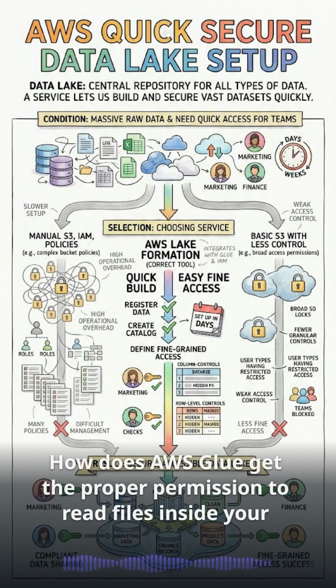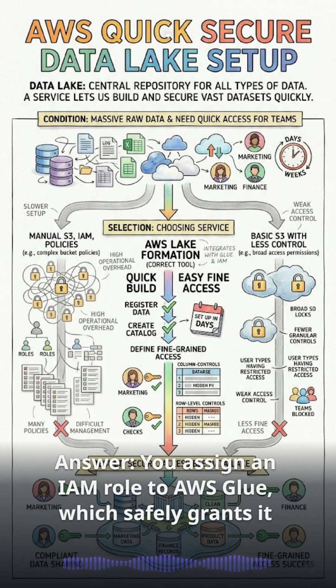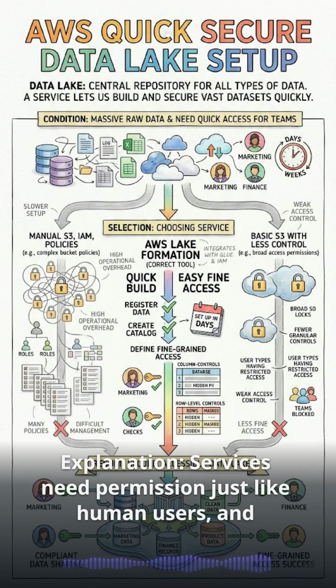14. How does AWS Glue get the proper permission to read files inside your secure S3 bucket? You assign an IAM role to AWS Glue, which safely grants it the right to read. Services need permission just like human users, and roles allow them to share data very safely.